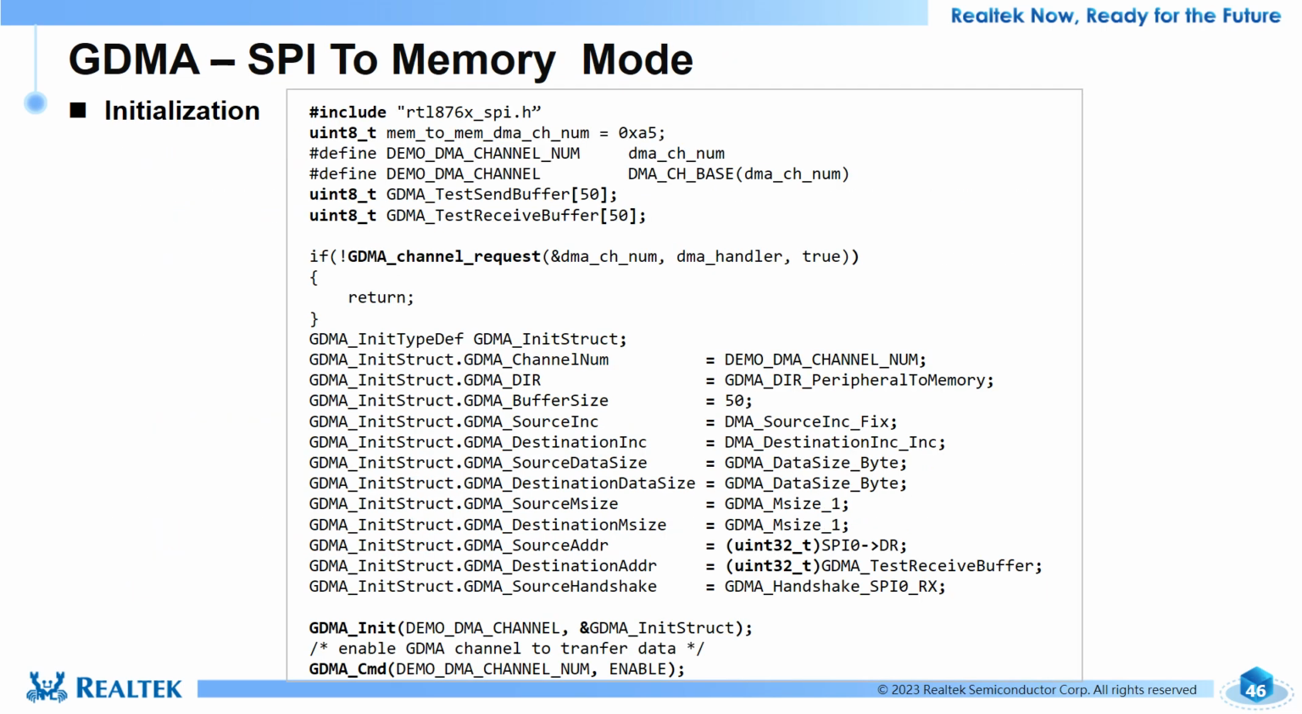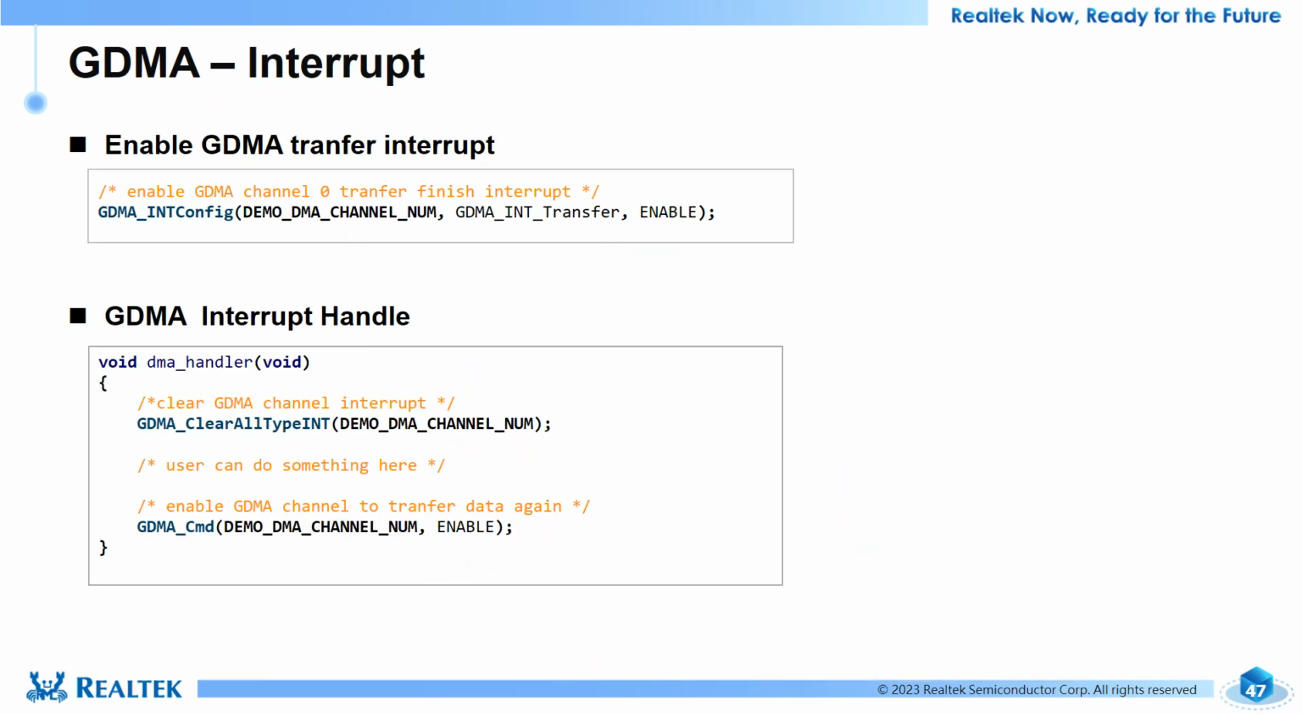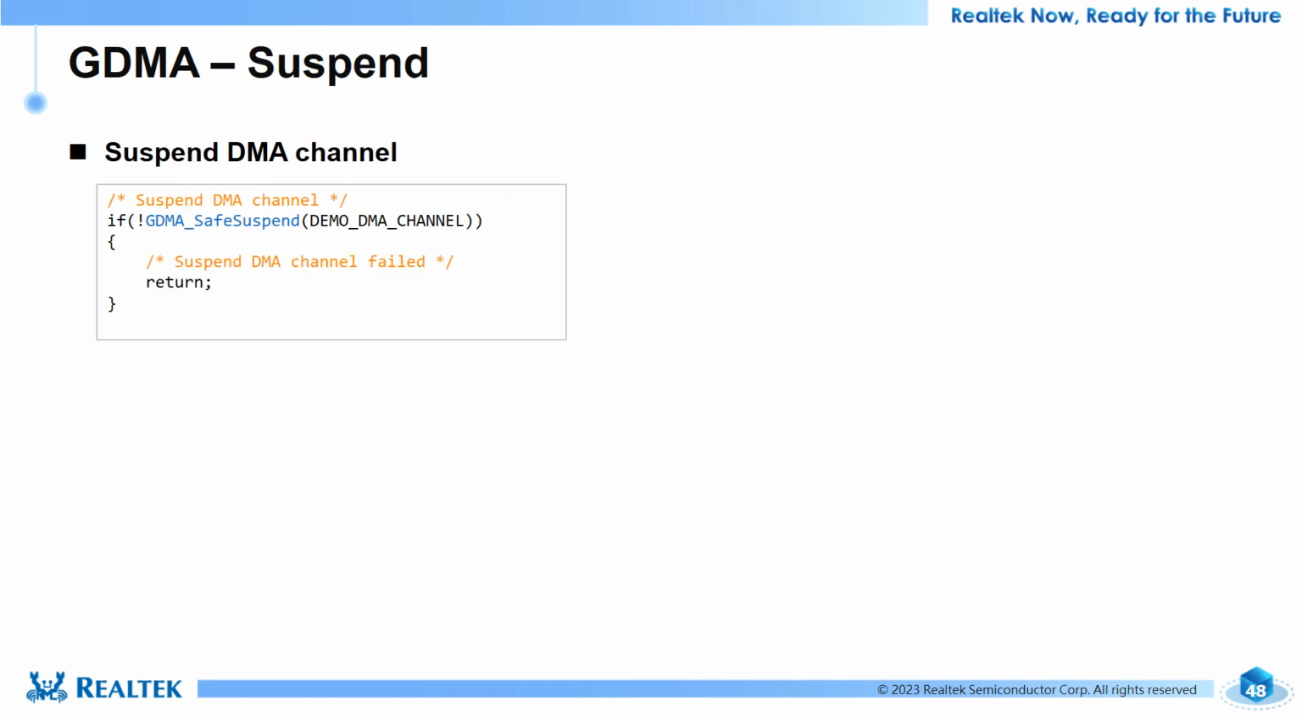An example of GDMA is as follows. First, set the parameters of GDMA, then call GDMA init function to initialize GDMA and call GDMA CMD function to enable GDMA. Call GDMA int config function to enable GDMA transfer completion interrupt. When the GDMA transfer is complete, the transfer complete interrupt is triggered. In the interrupt function, the interrupt flag bit needs to be cleared first. Call function GDMA safe suspend to suspend DMA channel.